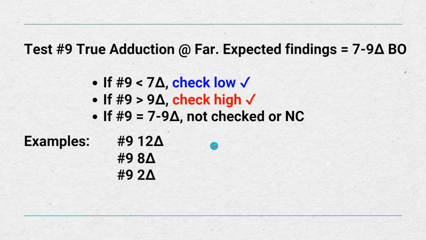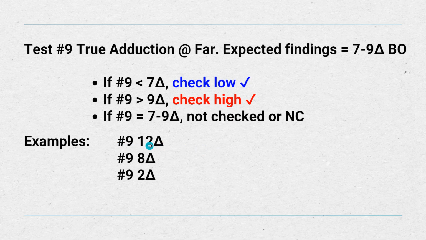For test number 9, which is the true adduction at var, all you have to do is compare it with the expected findings, which is 7 to 9 prism base out. So if number 9 is lesser than 7, you will check it low. If number 9 is greater than 9, you will check it high. And if it is in the range of 7 to 9, you will not need to check it.